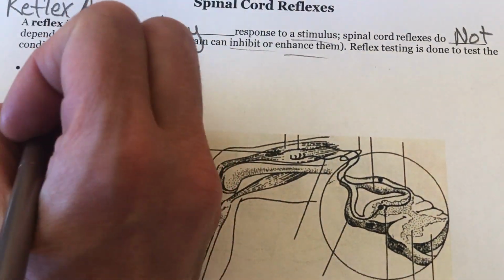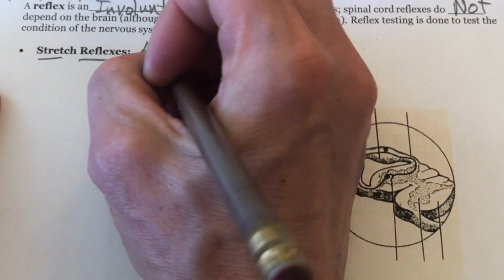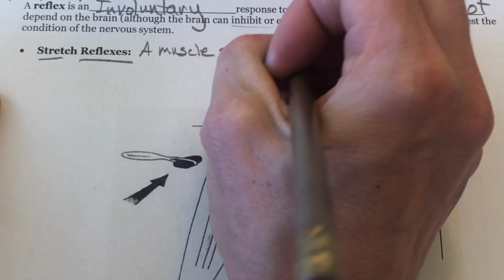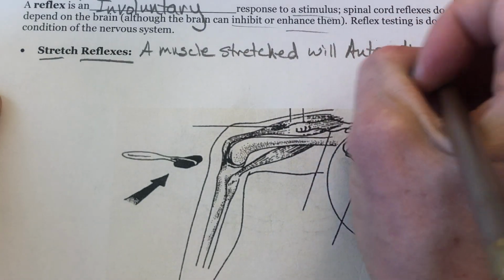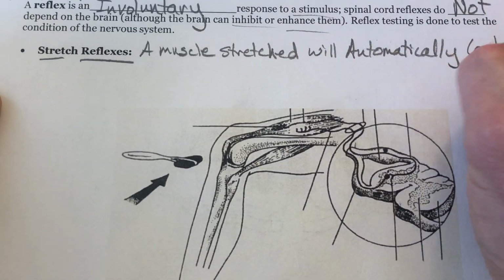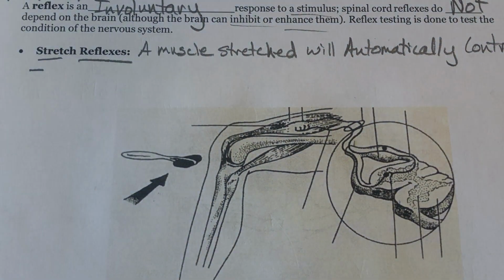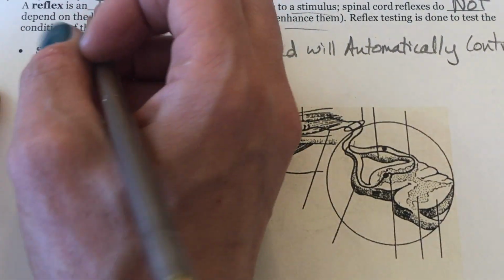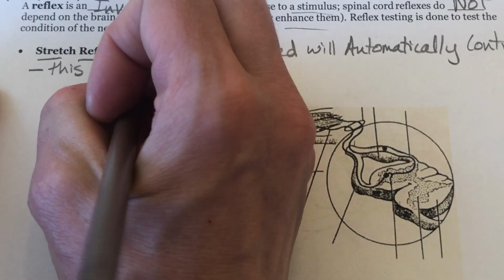So the first one we talk about is a very simple one. We call it a stretch reflex. And what that is, is if a muscle gets stretched, it will automatically contract. And you're like, wait a minute, why is that good? Well, one good reason is this enables us to stay upright. You can feel a muscle stretching. That means you're leaning to one side, and that muscle needs to contract to push the floor down and help us not fall over.